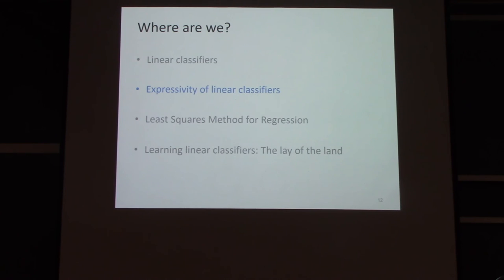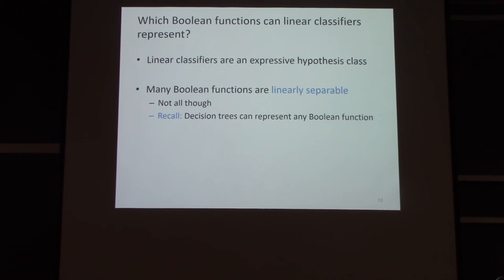So, it's nice to have a class of functions. Why is this class of functions interesting? In order to answer that question, you should ask yourself what Boolean functions, or what kinds of concepts, can linear classifiers express? It turns out linear classifiers are actually a very expressive hypothesis space. Many Boolean functions are linearly separable. Linearly separable means there exists a plane or a hyperplane that can split the positives from the negatives. Many Boolean functions are linearly separable, but not all. Not all functions are linearly separable, and this is important. I'll show you an example in a bit.